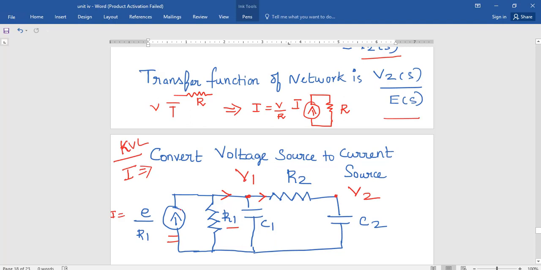This principle we have applied to the circuit, and we have converted the voltage source to its current source, and hence the resistor R1 value has changed from this position to this position. Now this is our circuit.